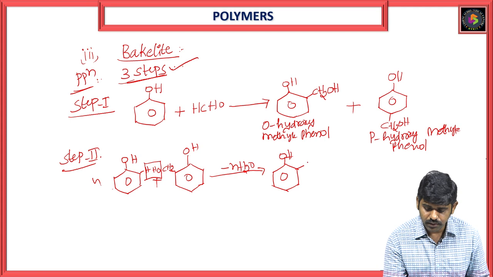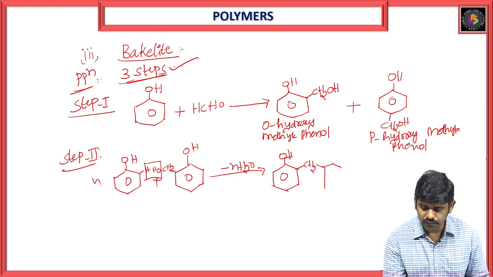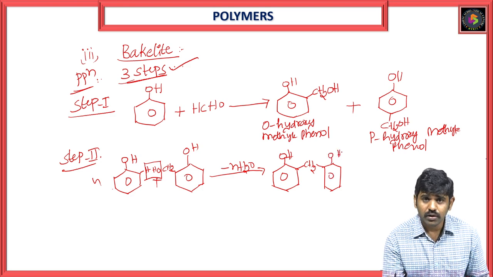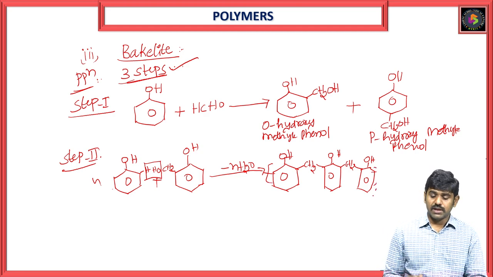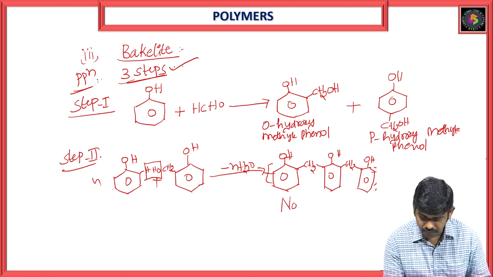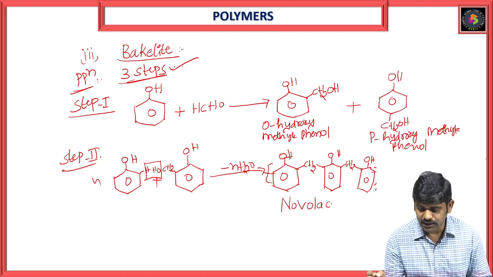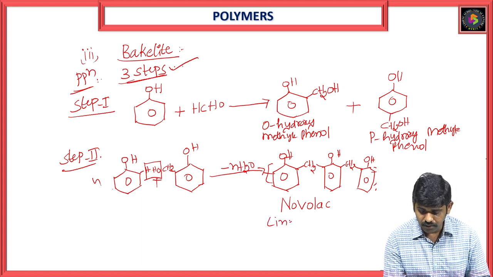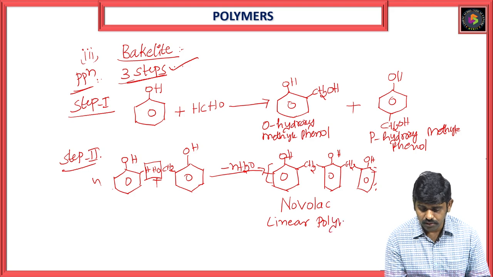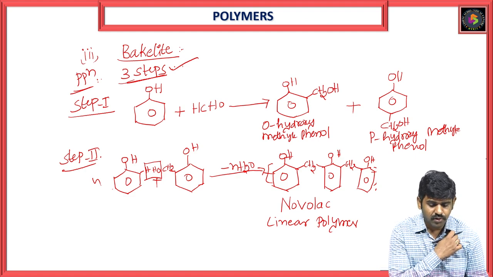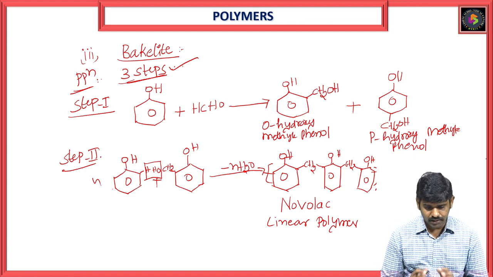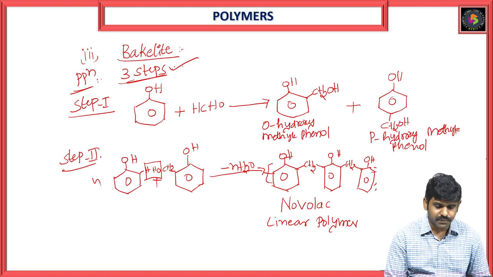That is OH, CH2, C6H5OH, next CH2, C6H5OH, and so on n times, right? This is nothing but the formation of novolac, a linear polymer. So first, formation of novolac takes place, right? Done. Next, step 3.